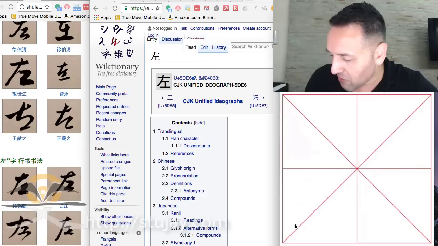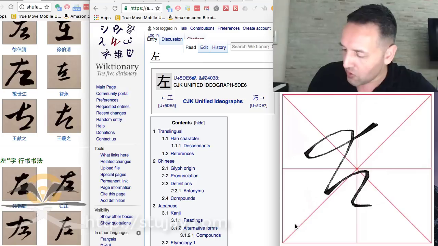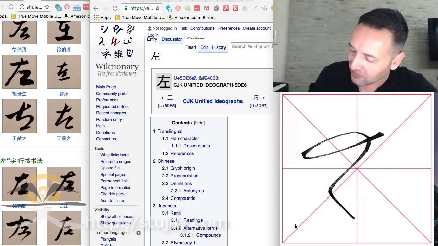Now as we get faster though, you will find people doing it like that. 左, to the point that it has turned into that.